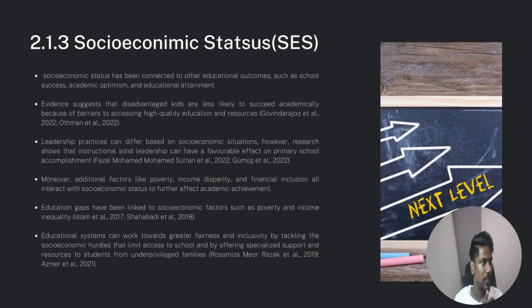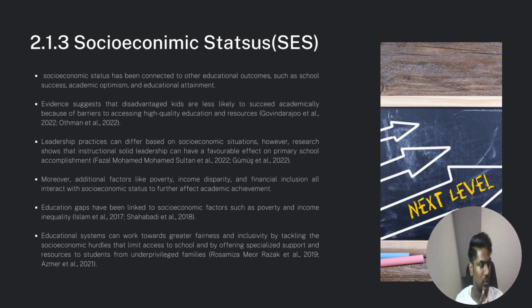So the next point will be socioeconomic status. It has been connected to other educational outcomes such as school success, academic optimism, and educational attainment. Evidence suggests that disadvantaged kids are less likely to succeed academically because of barriers to accessing high quality education and resources. Leadership practices can differ based on the socio-economic situation. However, research shows that strong instructional leadership can have a favorable effect on primary school accomplishment. Moreover, additional factors like poverty, income disparity, and financial inclusion all interact with socioeconomic status to further affect academic achievement.